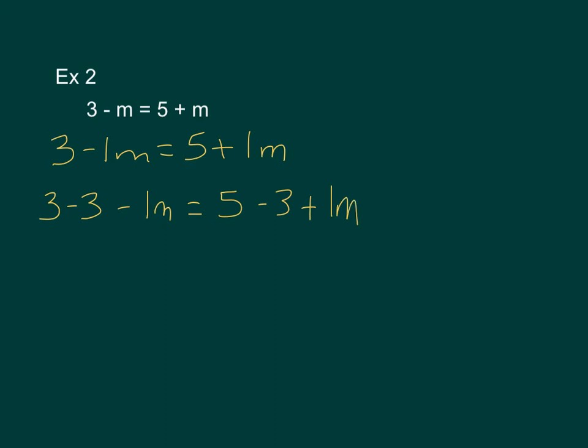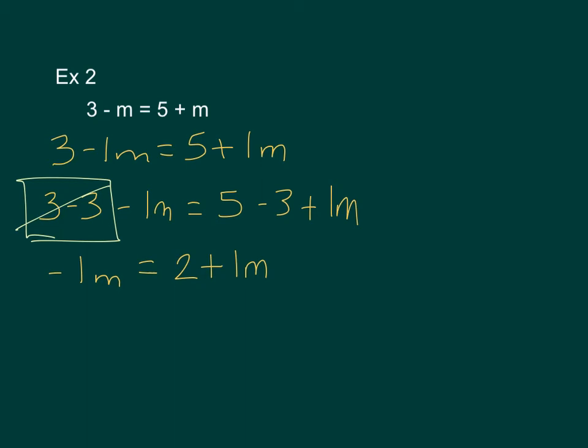Okay, these two here go away, so that goes to 0. And I'm just left with negative 1m. 5 minus 3 here goes to 2. So I'm left with 2 plus 1m.